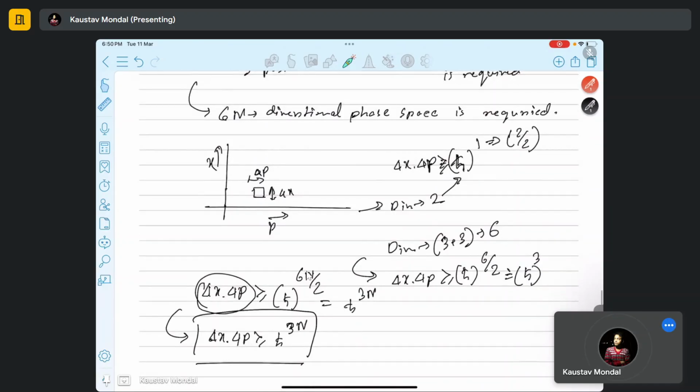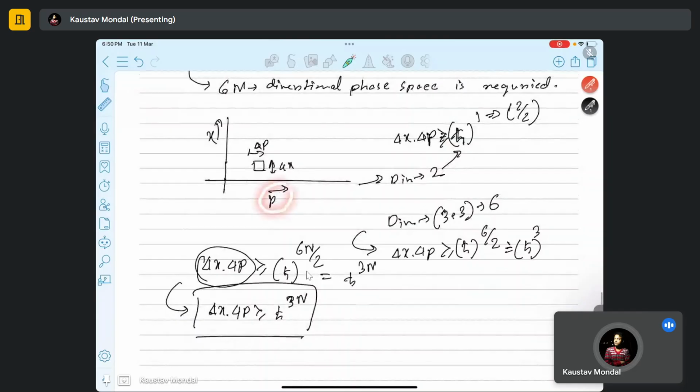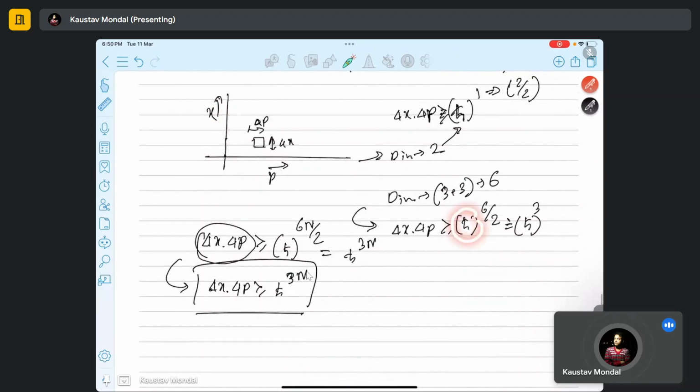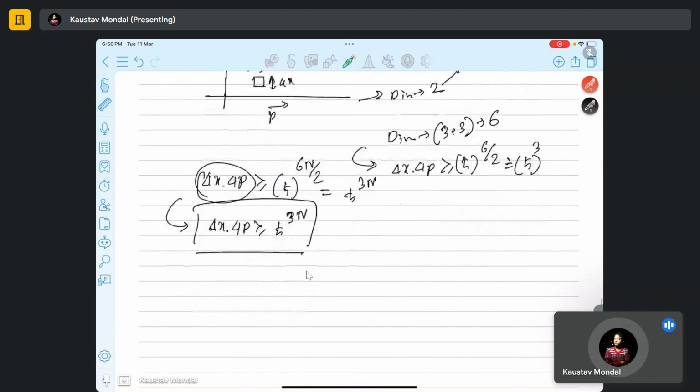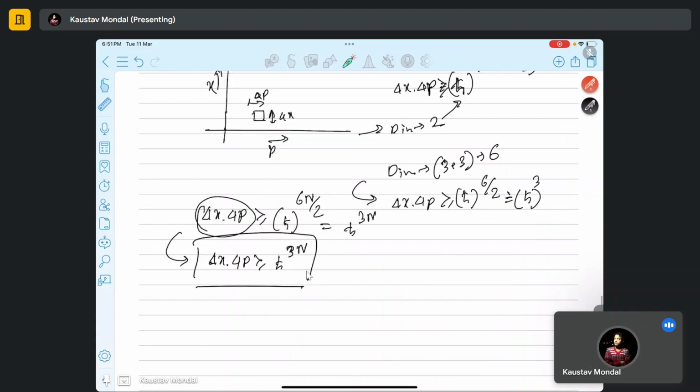Now that is for 2D, meaning a 2D phase space, just one position and one momentum, a single component of each. But for a 6D system, this ħ power would be 6 by 2, which makes it ħ to the power 3. Now for our case, as there are n non-interacting particles, the phase space dimension will be 6n. And the fundamental volume, that is Δx Δp, would be ħ to the power 6n by 2, that is ħ to the power 3n. This gives the fundamental volume of a phase space.